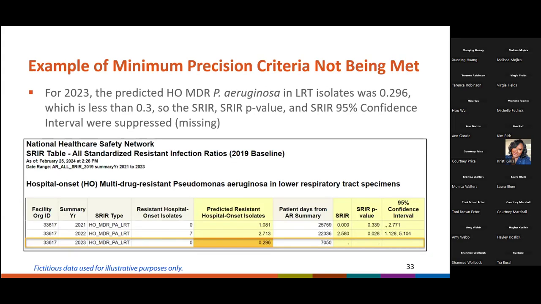An example of the minimum precision criteria not being met. For 2023, the predicted hospital onset multi-drug resistant Pseudomonas aeruginosa and lower respiratory tract specimens was 0.296, which is less than 0.3. So the SRR, the SRR p-value, and the 95% confidence interval were all suppressed or appear missing in the report.